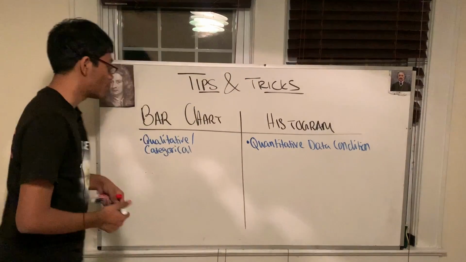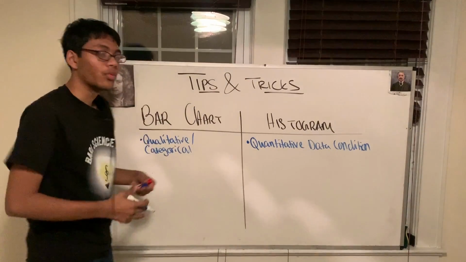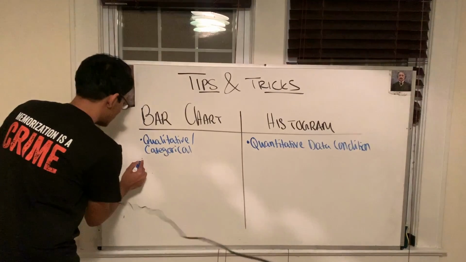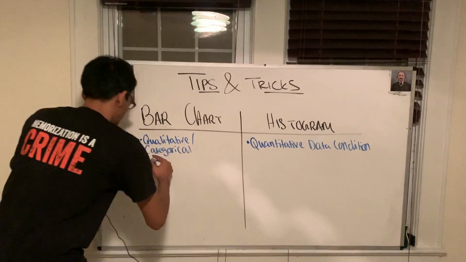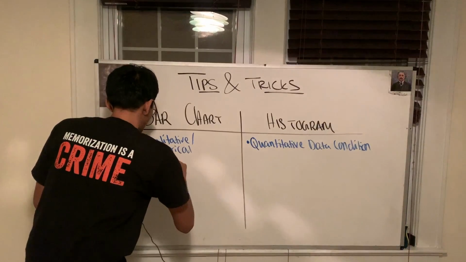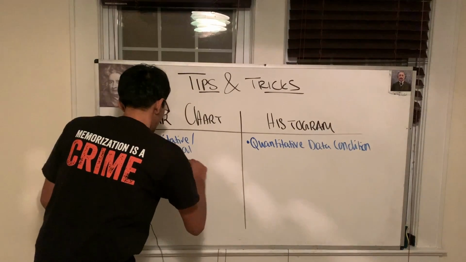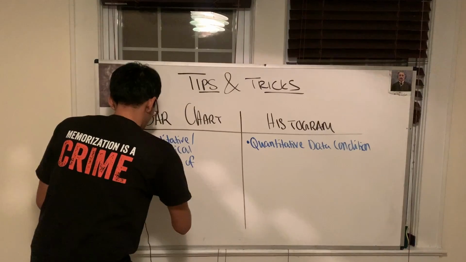Easy, done. What's next? Well, a bar chart, what does the bar represent? Well, the bars in a bar chart represent the counts of a categorical variable. Okay, they represent the number of cases or the number of counts of a categorical variable.